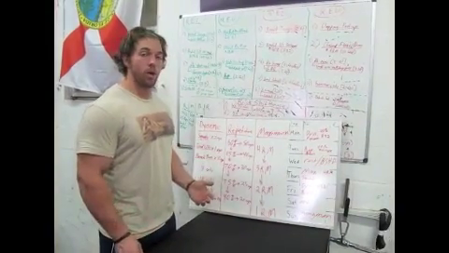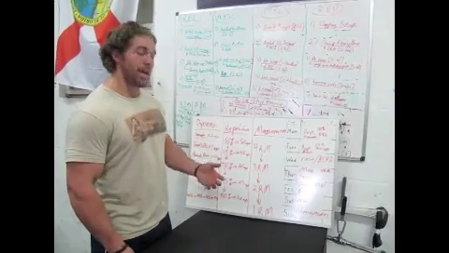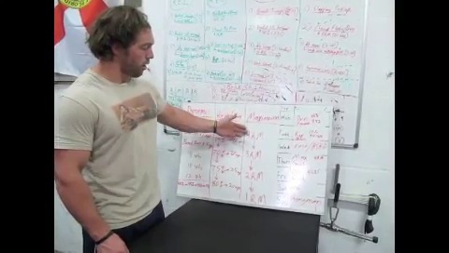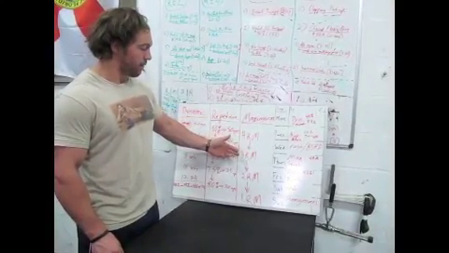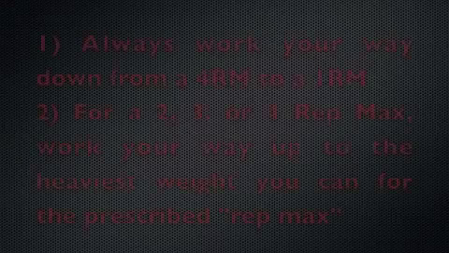We always want to end on that 1 rep max because a true max is what we really want to plug in as our percentage. So we always start with our 4 rep max. We rotate all the way down from that to the 1 rep. Real simple.